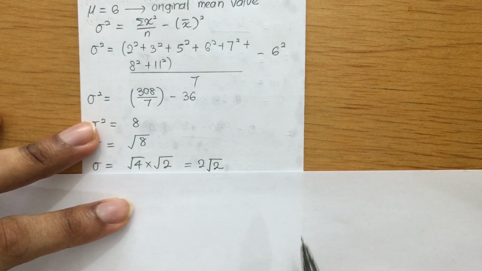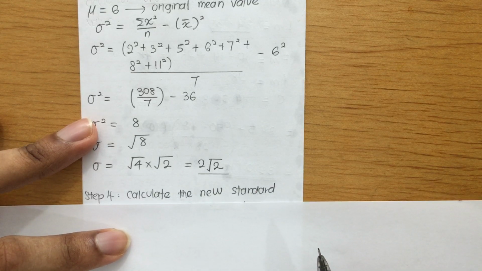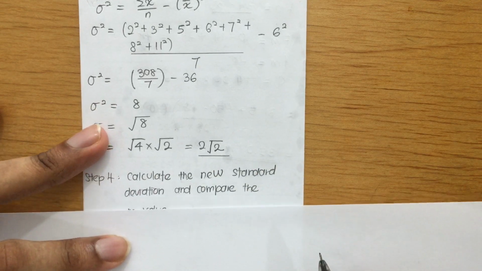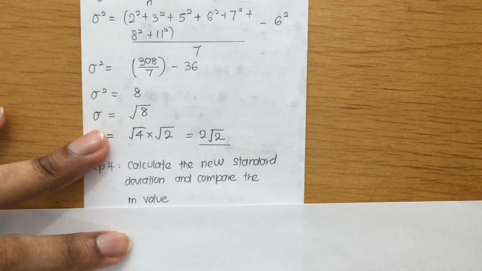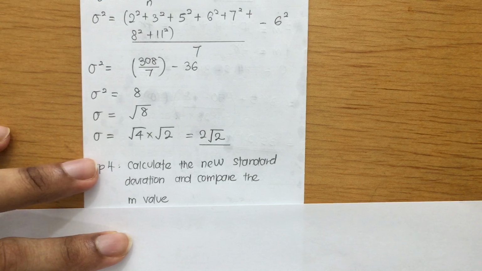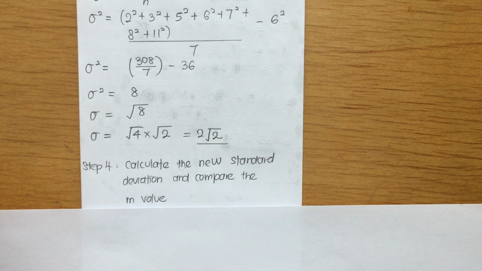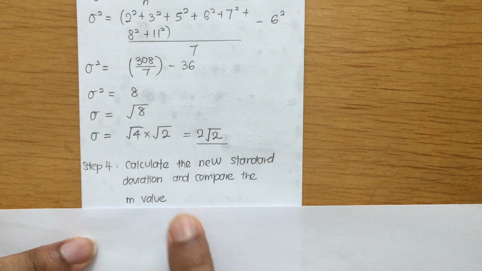Okay, we have already successfully calculated our step 3. So step 4 is we need to calculate the new standard deviation and compare the m value, guys. In the question they've already given us the new standard deviation value, which is m square root 2. Like I've mentioned in the earlier video, for measures of dispersion, addition and subtraction will not take any effect. However, multiplication will take effect for the measure of dispersion, guys. In this case, standard deviation is also one of the measures of dispersion.